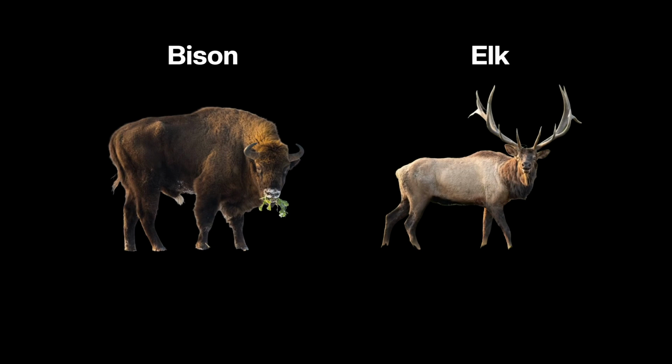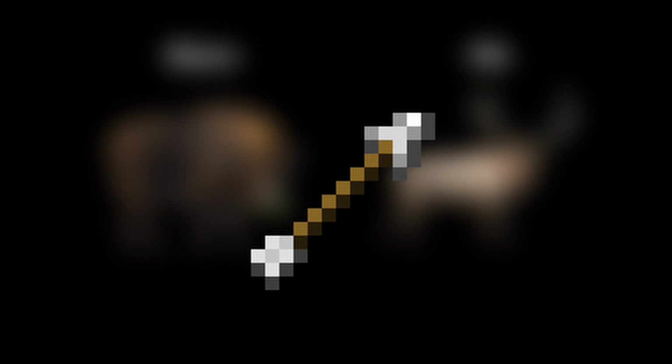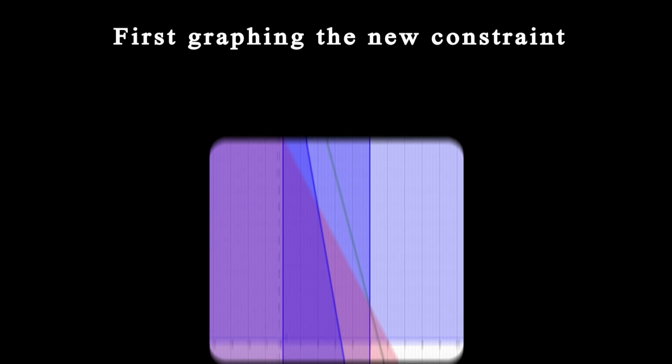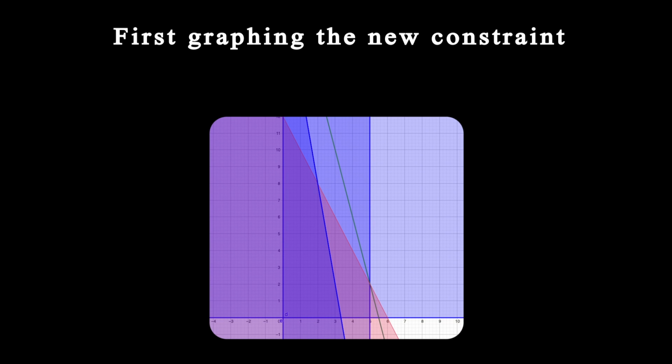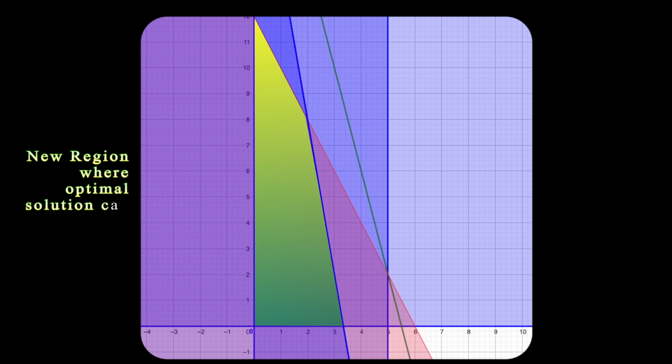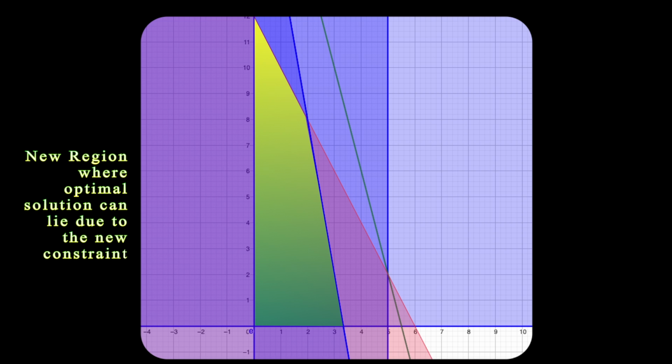But let's complicate this a bit by saying that each animal requires some number of arrows to hunt. You have 100 arrows, and each bison takes 30 arrows to kill. The elk are much easier to kill at 5 arrows each. Following the same process, we see a new solution in this case. Hunt 2 bison and 8 elk. From this, you can see how adding constraints changes the value of the optimal solution.